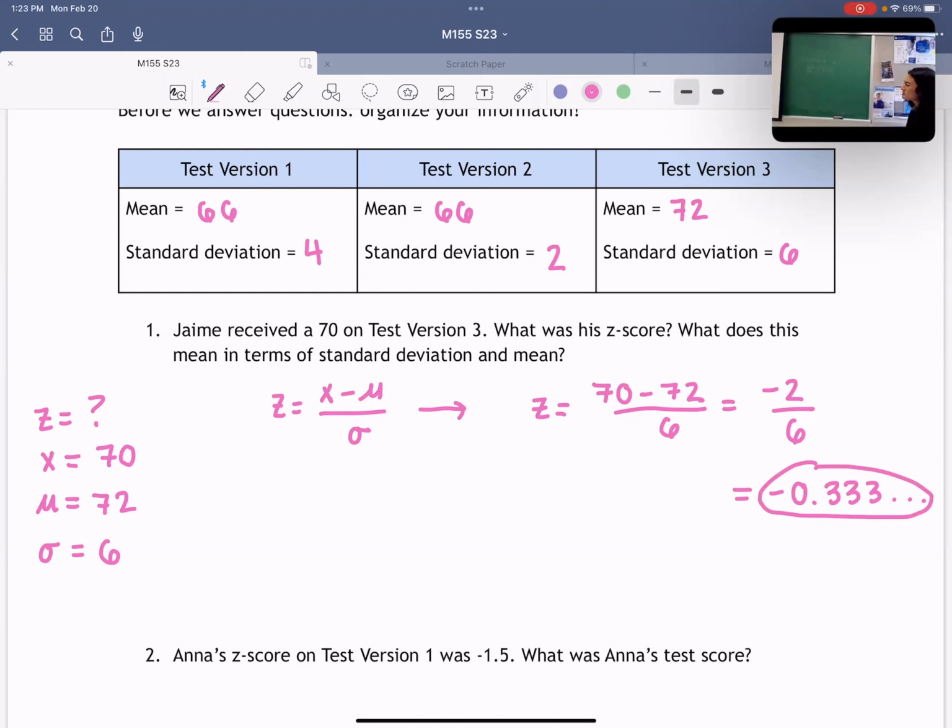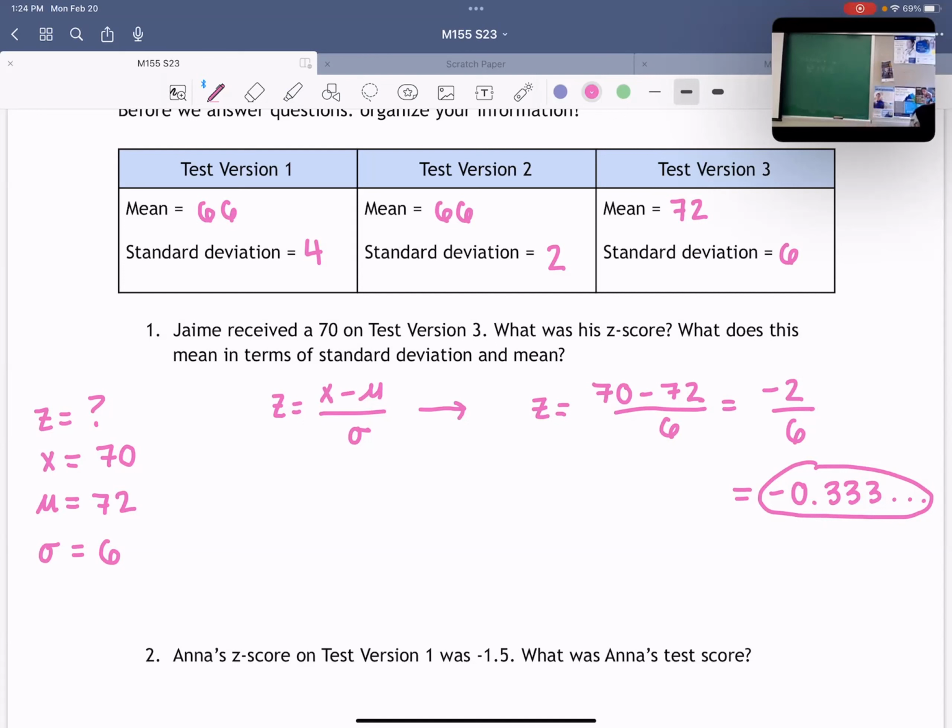And what does that actually mean? Did Jamie score above or below average? Below average, right? Because a negative z-score means you're below the mean, okay? And the number actually tells us how far below average he scored, right? It's not like he scored way below average. He only scored 0.33 standard deviations below the mean, right? So it's not like he did completely bad. He just did below average very slightly, right?